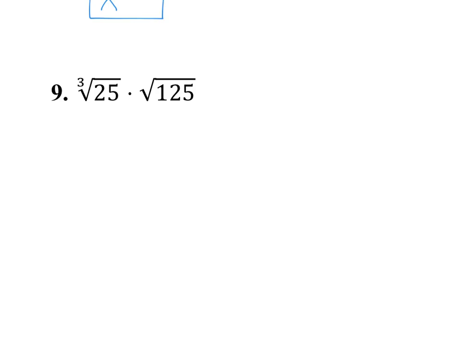Okay, so for number 9, I would find this easier to simplify if I changed it to exponent form. So this is the cube root of 25, and 25 is 5 squared. Then we have a regular square root of 125, and 125 is 5 cubed. To combine these, I think it's easier to change it to exponent form.